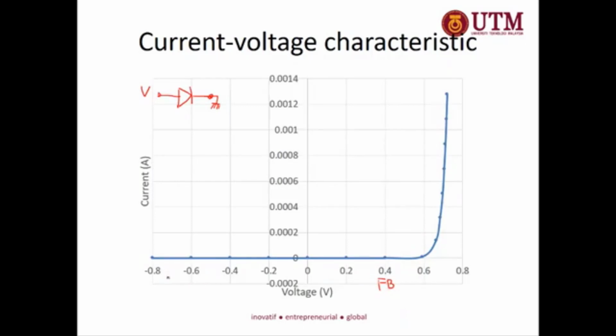And then at negative voltage, we call it reverse bias. In reverse bias, the depletion region becomes wider, and this condition does not allow the current to flow. So in the ideal case, the current is zero. That's why the current is zero at negative voltage, and at positive voltage, above a certain point, the current starts to flow. This is the current-voltage characteristic of a diode.